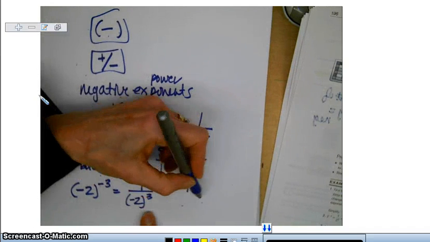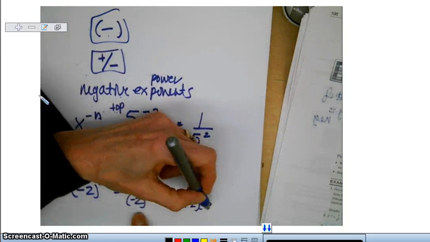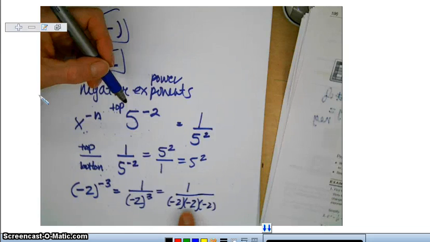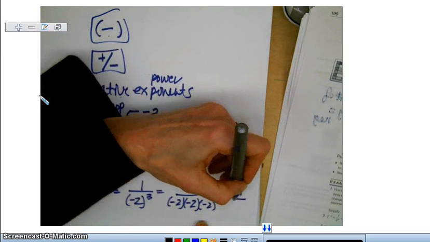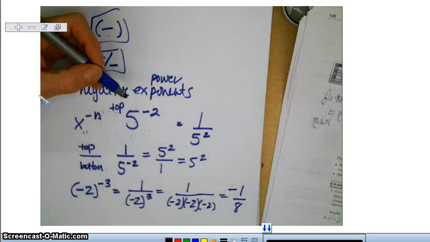So now I still have a 1 on top, and now I have negative 2 times negative 2 times negative 2 on the bottom. And 2 times 2 times 2 is 8, so still 1 on the top, 8 on the bottom. Three negatives make the whole answer negative. And you just put the negative on the top or out in front of the whole thing.